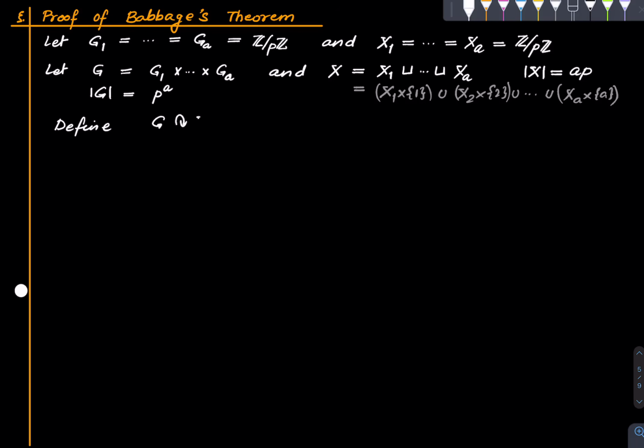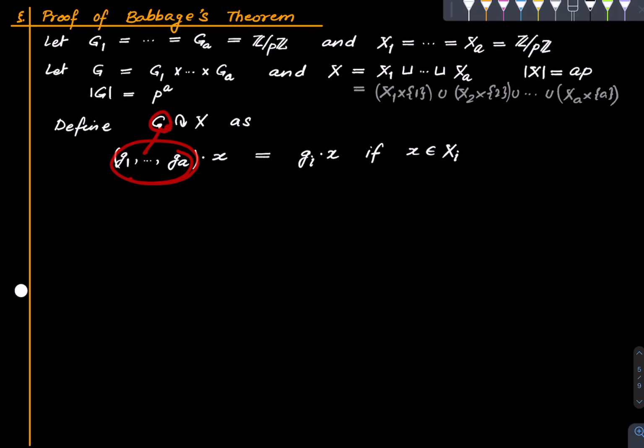Define an action of G on X as (g_1, ..., g_a) · x = g_i + x if x is in X_i. So you pick an element from X. It is going to lie in exactly one of these X_i's, and you pick a group element, an element in the group G. Whichever X_i holds little x, you just find that coordinate, and here I meant to write g_i + x.